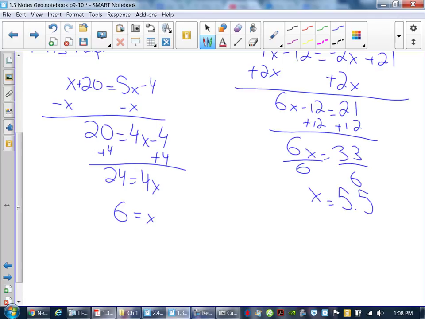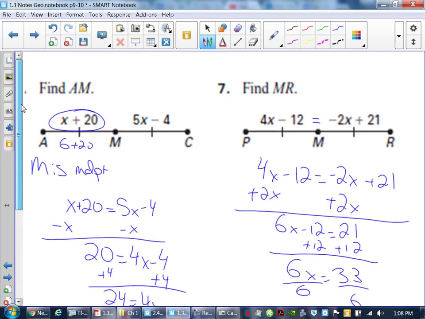As you substitute that back in, you know that x is 5.5, so you go back up top. So you have negative 2 times 5.5, plus 21. Well, if you double 5.5, you get 11. Multiply it by a negative, you get negative 11. Negative 11 and 21 is? 10.